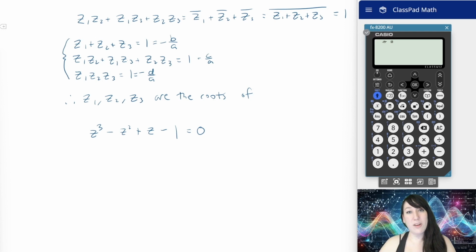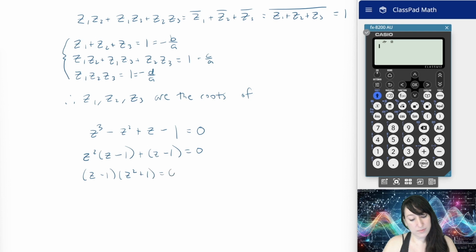Now, we can solve this complex valued polynomial. We can, of course, factorize by grouping. And the roots would be, of course, 1 and plus and minus i, coming from z squared plus 1 equaling 0. Now we can arbitrarily assign each of these values to be z1, z2, and z3.